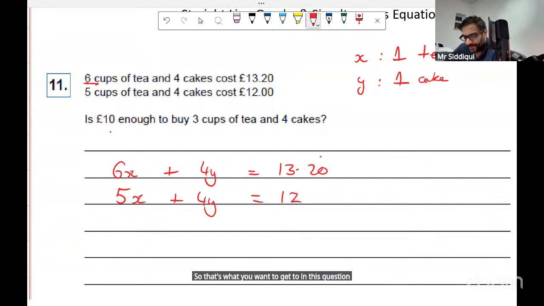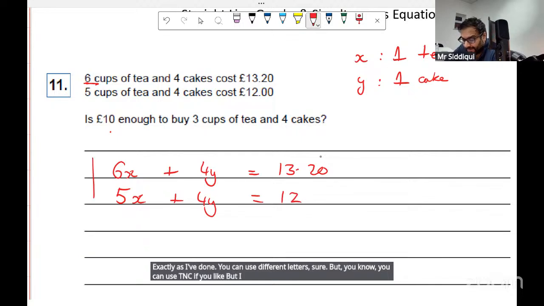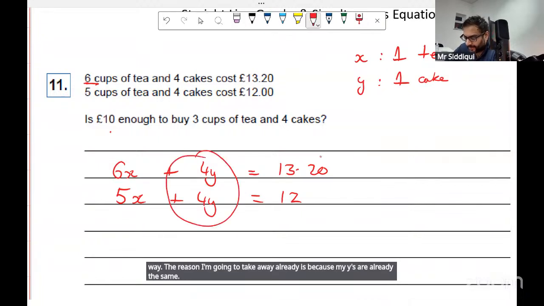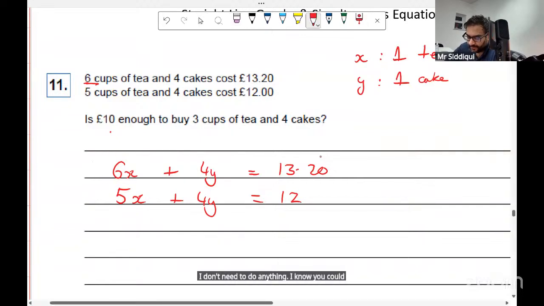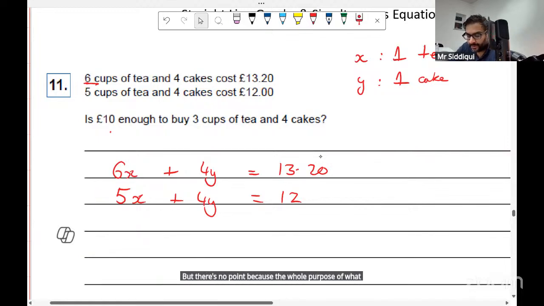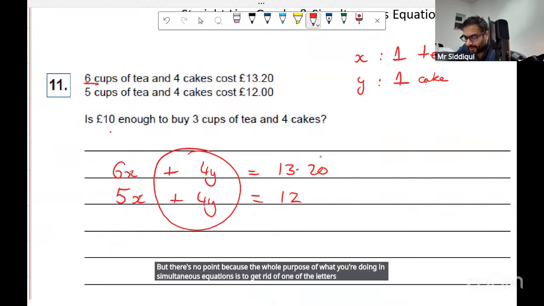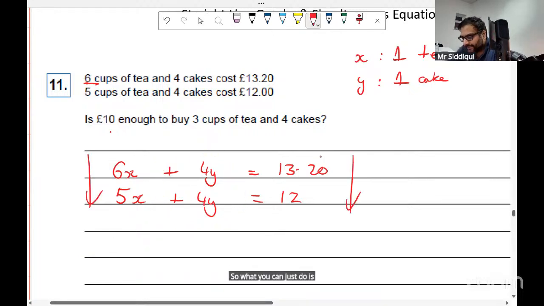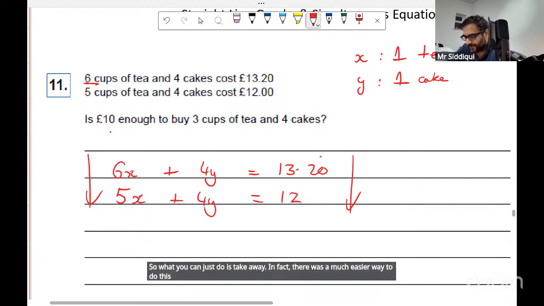You want to write these equations out exactly as I've done. You can use different letters, sure, you can use T and C if you like, but I'll just use X and Y. Then I will take away this way. The reason I'm going to take away already is because my Y's are already the same. I don't need to do anything. I know you could try and times this equation by 5 and this by 6 and stuff like that, but there's no point because the whole purpose of what you're doing in simultaneous equations is to get rid of one of the letters by making them the same, and they're already the same. So what you can just do is take away. In fact, there was a much easier way to do this. It's really obvious that 1 cup of tea costs £1.20, but I'll leave that.